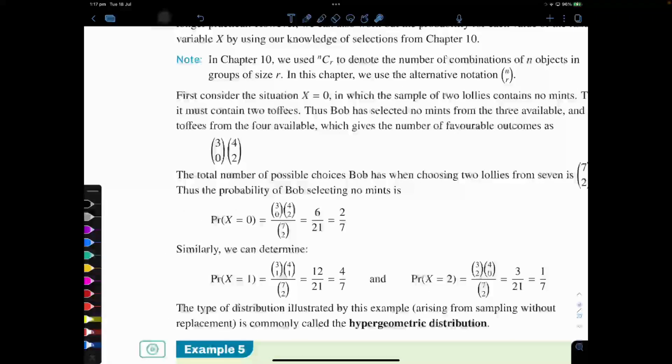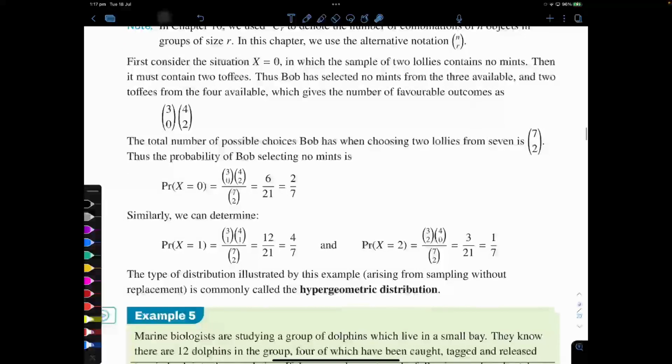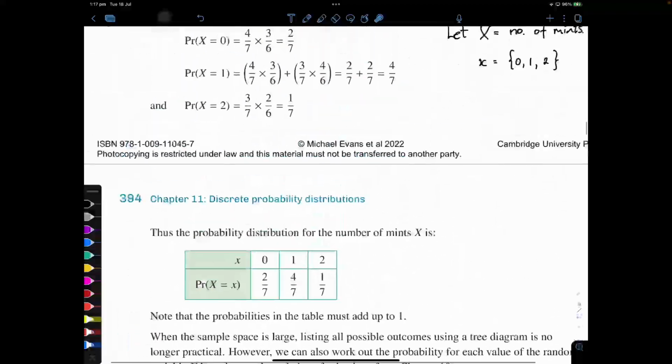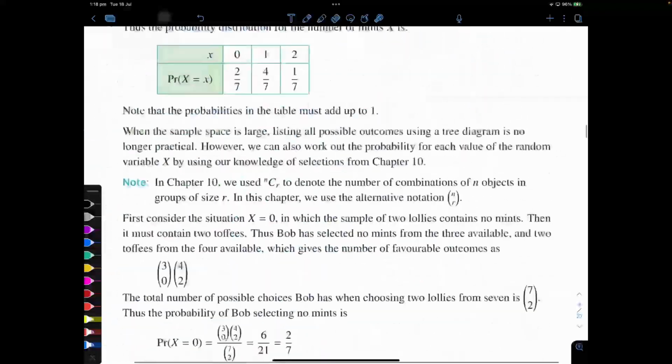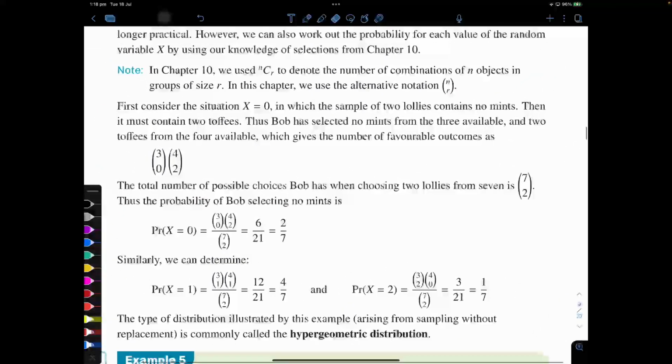So it says here, first consider the situation x equals 0, or the number of mints is equal to 0, so we're not choosing any mints. Yep, 2 lollies, none of them are mints. Then it must contain 2 toffees. Okay, so notice here how you only have 2 options. You either pick a mint or a toffee, yeah? So if you're choosing 0 mints, that's 3 mints. Out of the 3 mints, you're choosing none of them. That means out of the 4 toffees, you're choosing 2 of them.